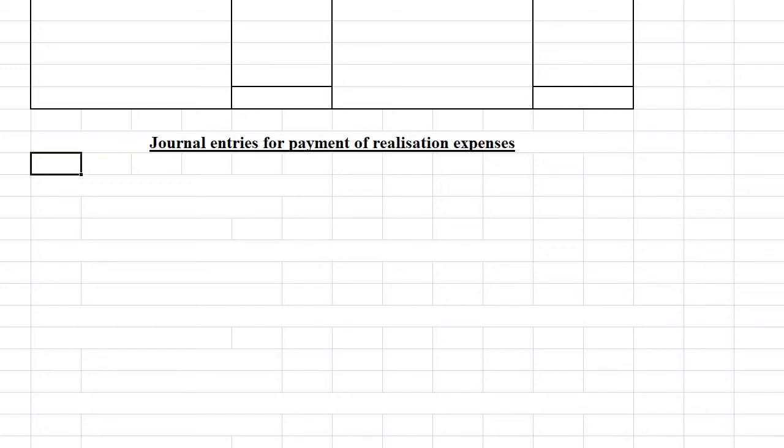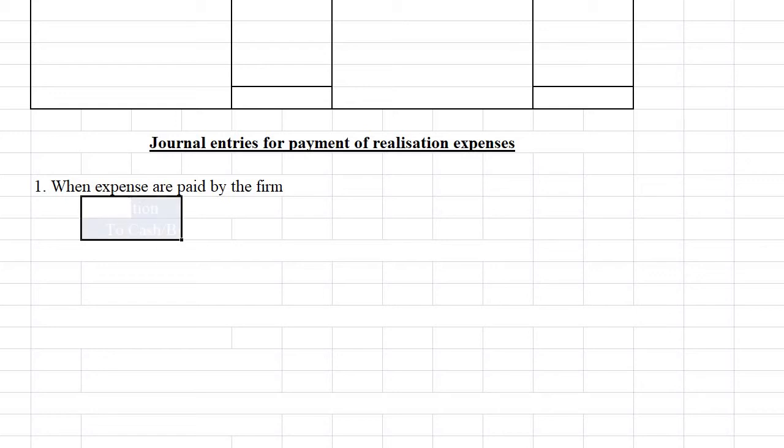So here first case, when the realization expense is paid by the firm, firms directly pay the realization expense. This situation we have explained in the last problem. When the firm itself pays the realization expense, we know that realization account debit to cash or bank. Okay, realization account debit to cash or bank.